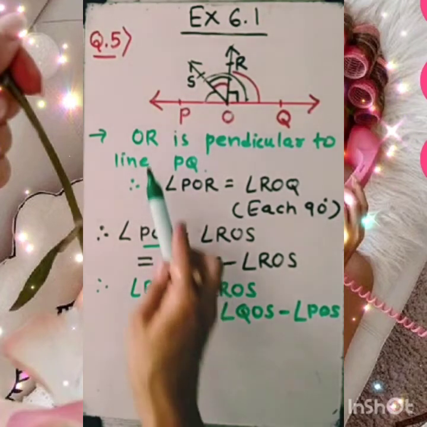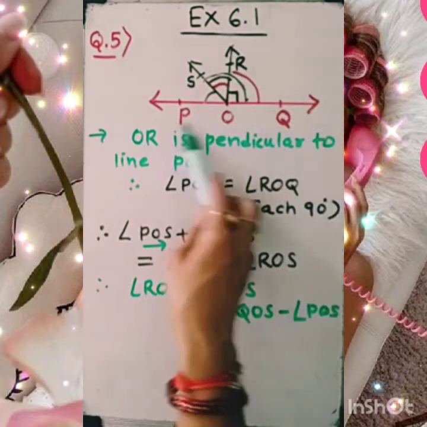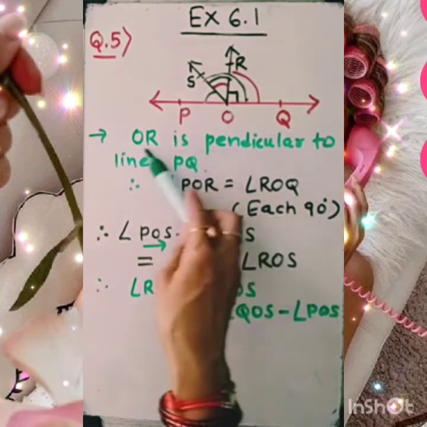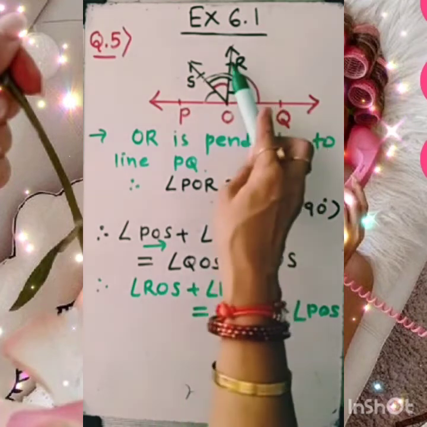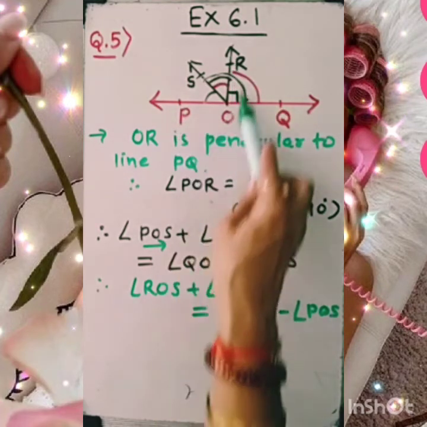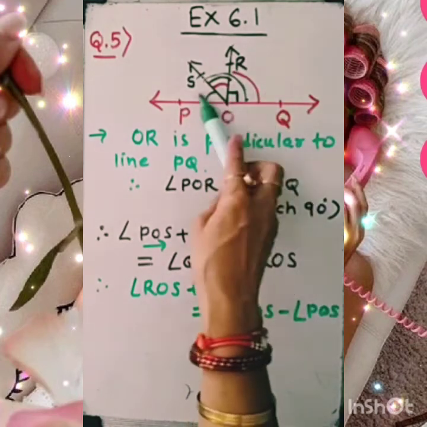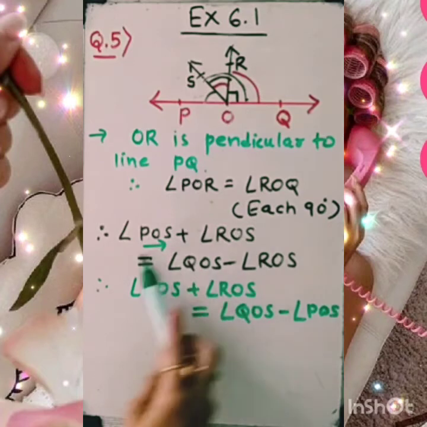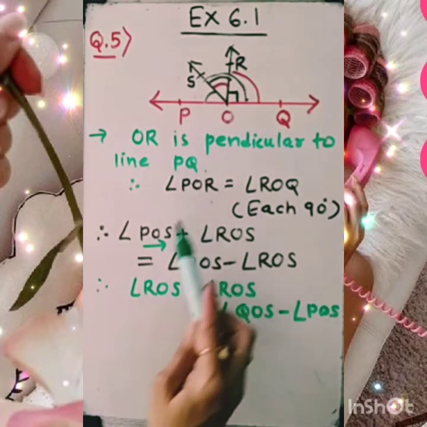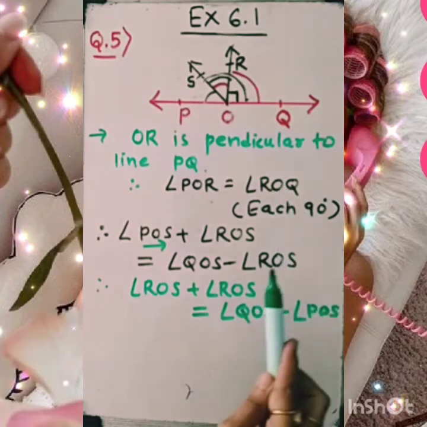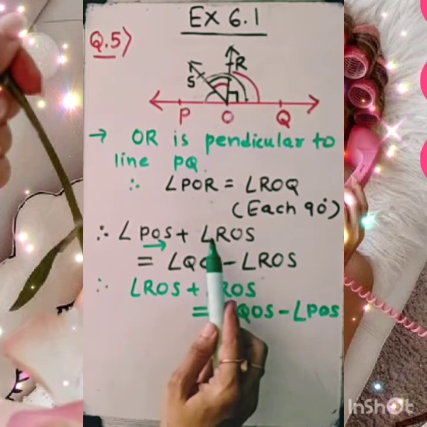Okay dear, once again I am explaining. Here we are given OR is a perpendicular to the line PQ. This is the PQ line and OR is perpendicular to it. Angle POR means half of this angle, 90 degree. So angle POR plus angle ROQ is forming a 90 degree angle. So in place of LHS 90, in place of RHS 90, I can have this way the setting I have to do.